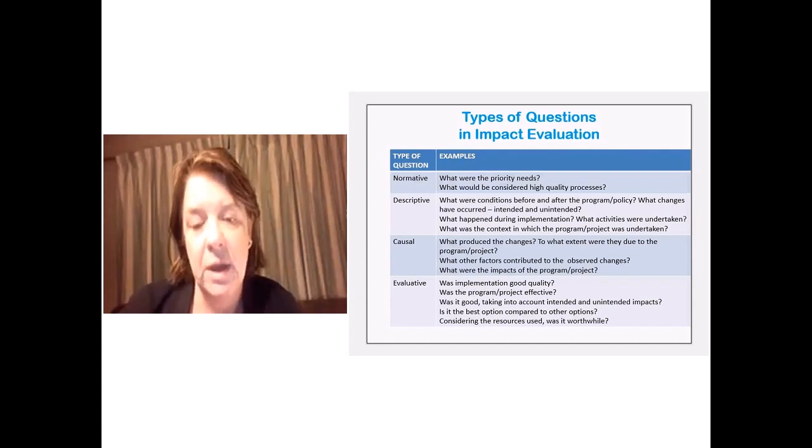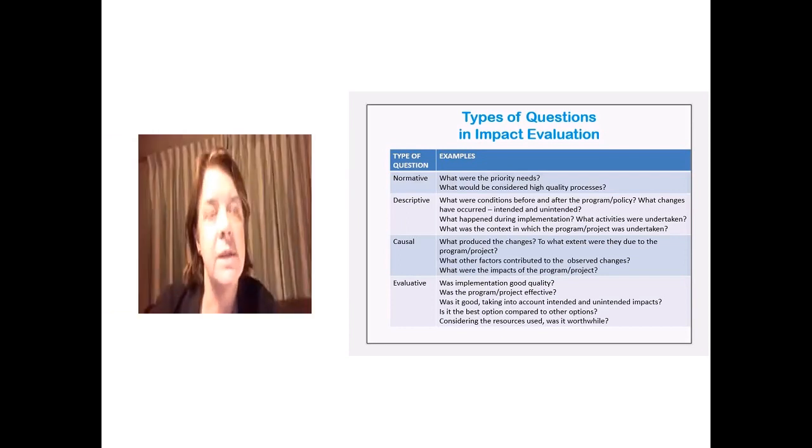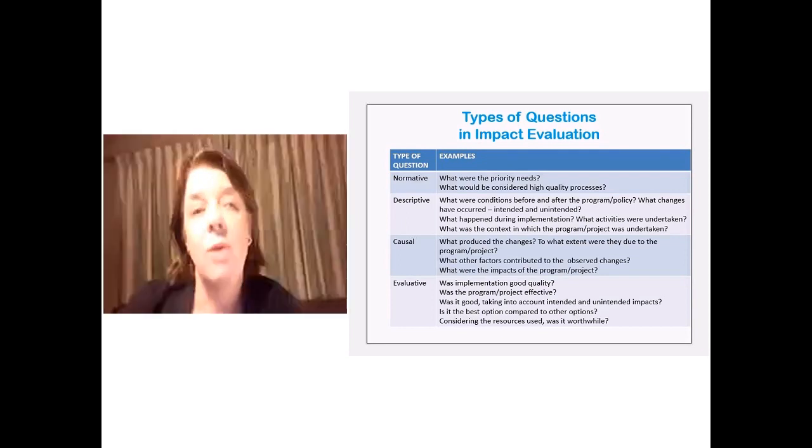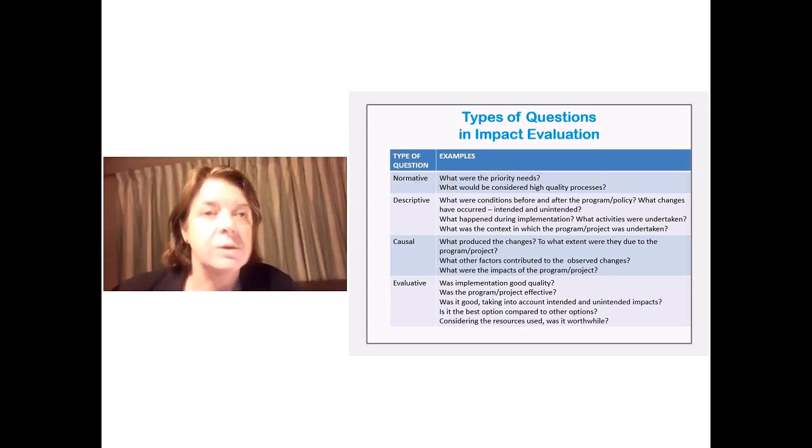So the third set of questions are the causal questions. Now we know that something happened in our activities, we know that something changed. The causal questions say, was there a connection between the two? What produced these changes that we've seen? To what extent were they due to the program or the project? What other factors contributed? And overall, what were the impacts of the program or the project? And that's where that second row in our briefs is all about strategies to answer those causal questions. But of course, the evaluations themselves have to start with answering normative questions and descriptive questions.